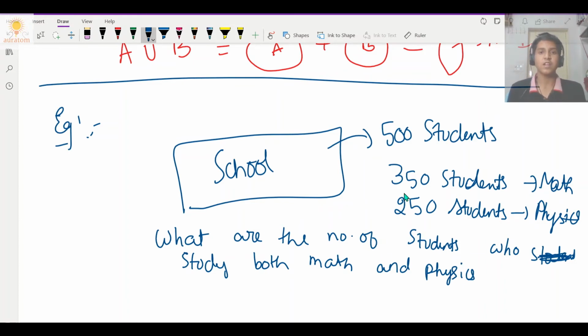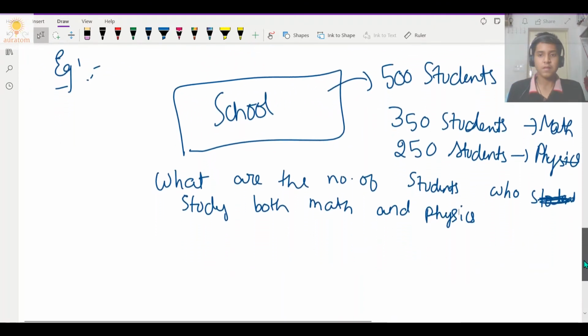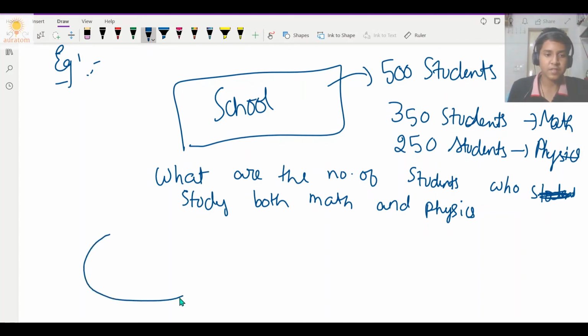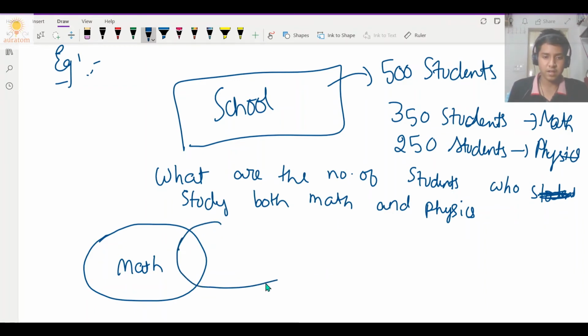So this is the question. Let's try to attempt this. Let's say that the students who study math, let's represent them with a set. These are the students who study math, and let's represent the students who study physics also with a set. So these are the students who study physics, and clearly there will be an overlap of the students who study math and physics, because there will be students who study both math and physics, right?